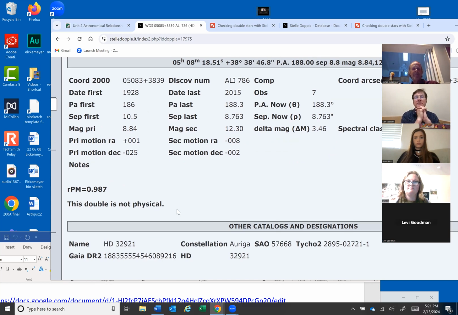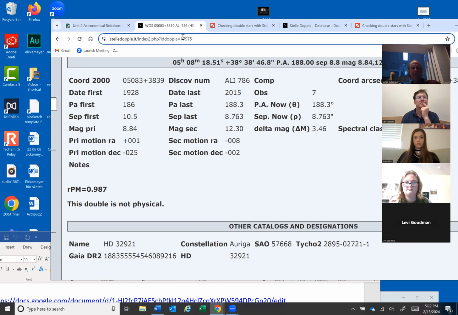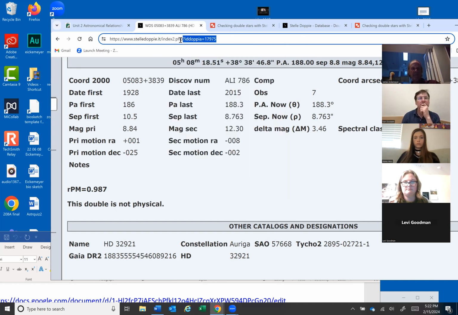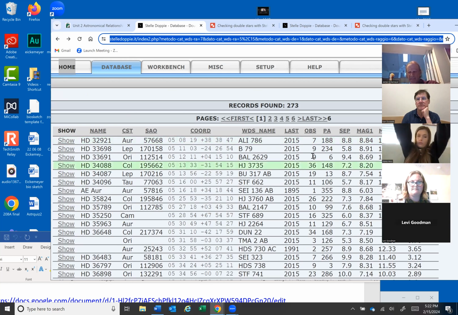But there's one thing that I just noticed here. Everything was looking great, but I probably should have looked at this first. So this double is not physical. Okay, so forget that one. But let's say that this had been a good one. You could then, up here on your link, copy that link and then paste it. And then that'll bring you back to Stelladopy and right back to what you have right here. So I'm going to go back because this said the double is not physical. It's probably the first thing I should have looked at. Because if it's not physical, and they're sure it's not physical, then it's not something that we're interested in. So let's look at another one.